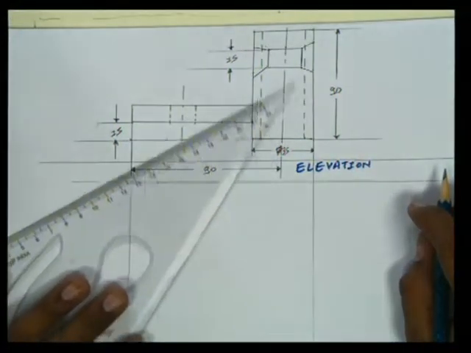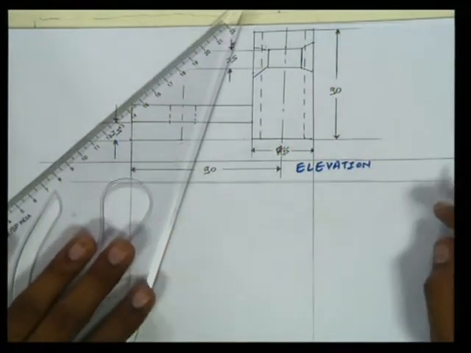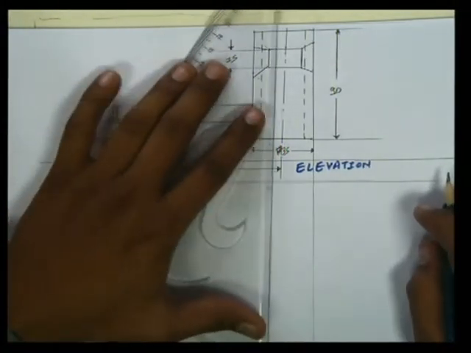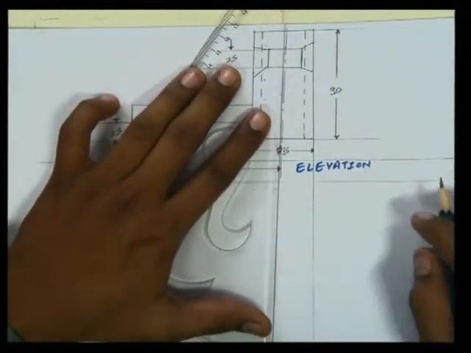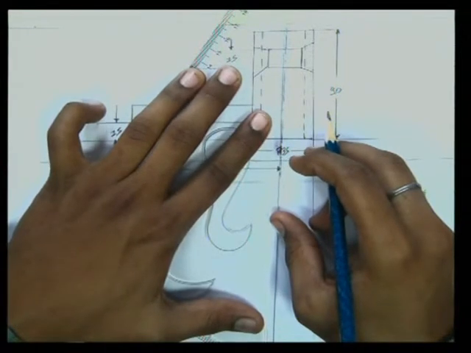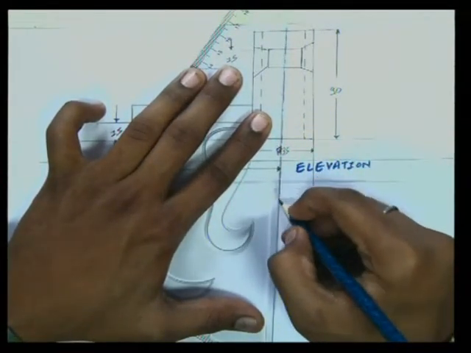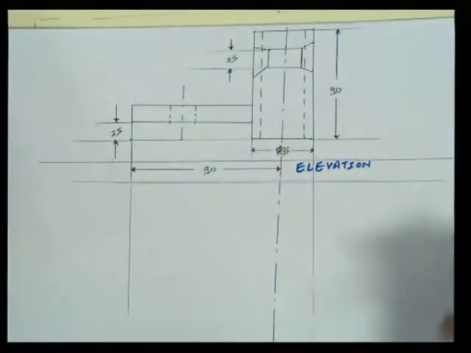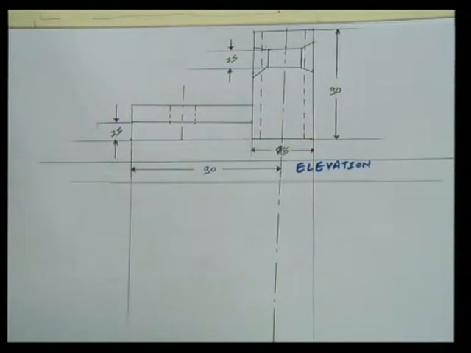In whose respect we are going to draw the projections. Now, if you look at this, you will see that there is a circle with a center line to be drawn. So I will just do one thing. I will just extend the center line and draw this center line again.